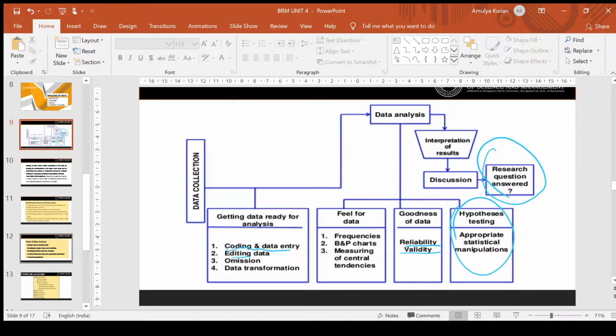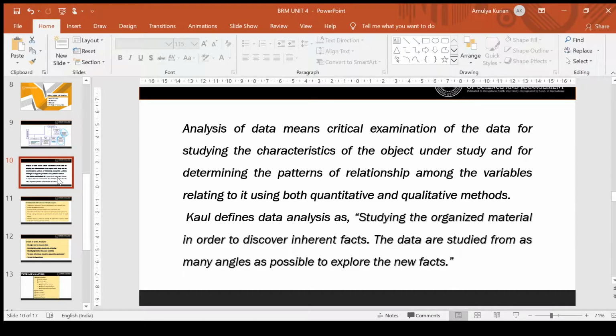Okay. So next is, what do you mean by analysis of data? Analysis of data means critical examination of the data for studying the characteristics of the object under study, for determining the pattern of relationship among the variables relating to it using both quantitative and qualitative methods. Quantitative deals with numbers, qualitative deals more with characteristics or behavior or attitude which cannot be numerically represented. Another definition according to Kerlinger is studying the organized material in order to discover inherent facts. The data are studied from as many angles as possible to explore new facts.